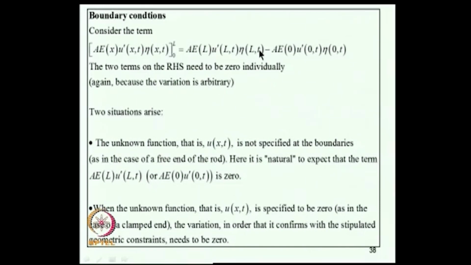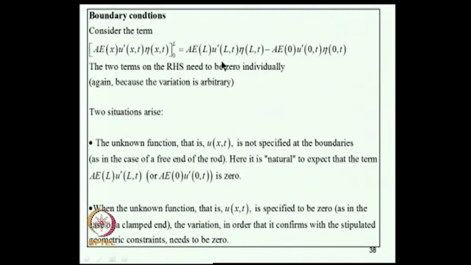Now, there are two situations that will arise if you look at these functions. For example, at x equal to 0, if the field variable is not specified, then we cannot specify the value of the variation. Now, if this term has to be 0, the only way that can happen is this coefficient must be equal to 0.